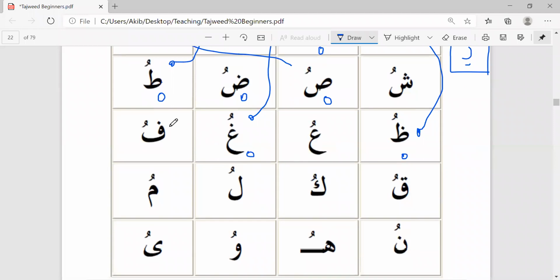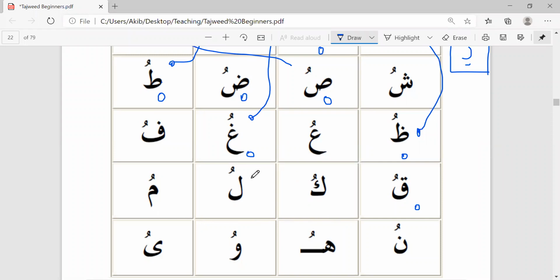The fa is going to be fu, fu, and the qaf, the last of the heavy letters, is going to be qu, qu, qu. Very, very important to get this down, inshallah. Make sure that you practice the qaf if you can't do it. Qu. The kaf is going to be ku.